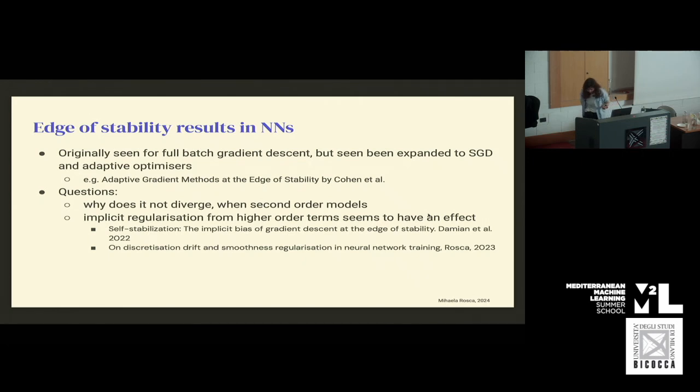They're still being understood. I mentioned that it was originally observed for full batch gradient descent, but actually we have been expanding it to SGD and other adaptive optimizers and so on. Now, there are a lot of questions to answer, and particularly, why does gradient descent not diverge here? Implicit regularization from higher order terms, so from non-quadratic terms, seems to have an effect. So you can, again, start to model implicit regularization with more than order h or h squared and see that some of those terms tend to regularize some of these quantities.